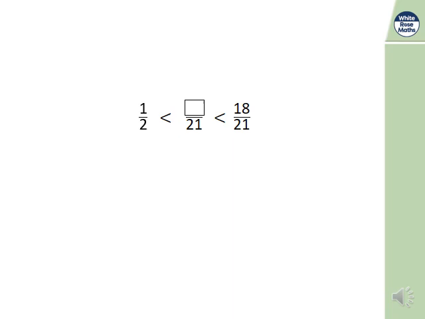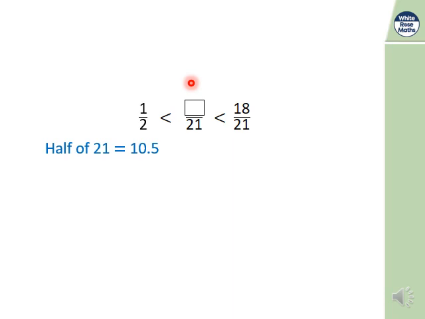Let's have a look at this one now. We've got a half is less than a missing numerator over 21s, but that fraction is less than 18 21s. So this is our largest fraction. This is our smallest fraction. We must think of a fraction that goes in between.